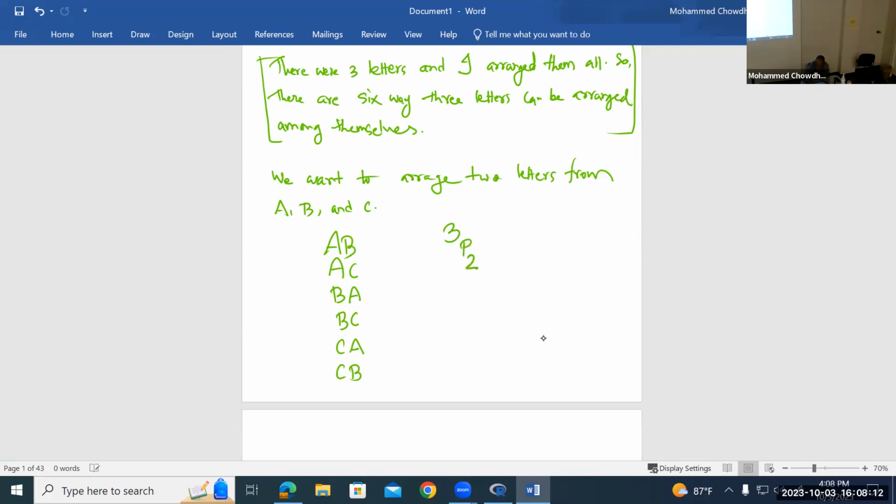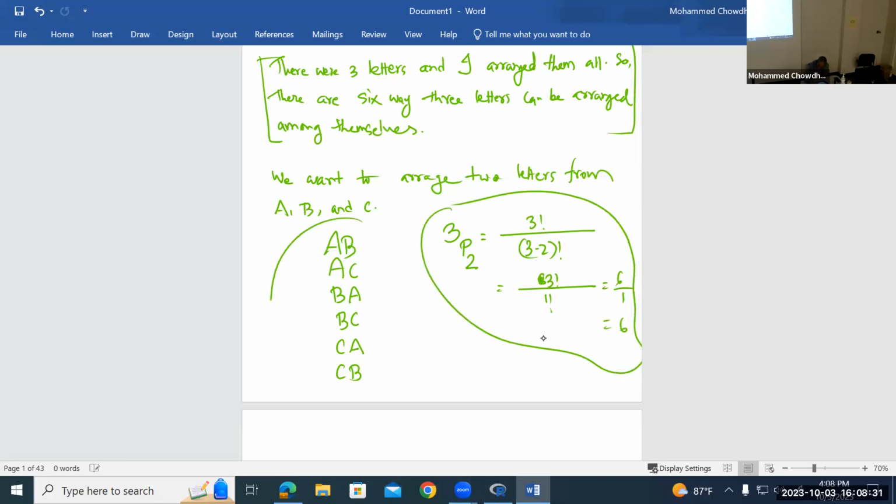Take a look at the 3 permute 2. Factorial 3 over factorial of 3 minus 2. So what are you getting? Factorial 1, factorial 3. So factorial 3 equal to 6 and factorial 1 equal to 1, so 6. This is by computation. This is by construction, right? Are you understanding? How do you know a problem is a permutation problem? By reading the question, you have to understand. The next counting method is known as the combination, where order does not matter.